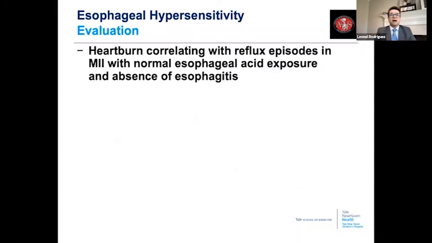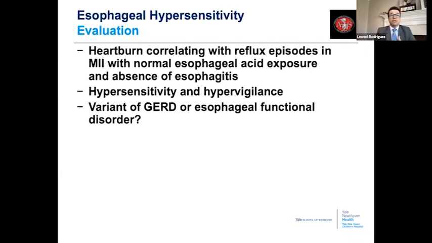So let's talk now about esophageal hypersensitivity. Basically, it's heartburn that correlates with reflux episodes in patients that have normal esophageal acid exposure, and they do not have esophagitis. The mechanism seems to be hypersensitivity and hypervigilance. There is still some debate about whether this is a variant of reflux or an esophageal functional disorder.